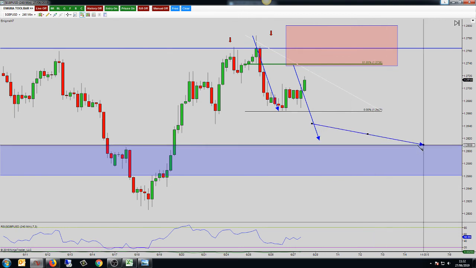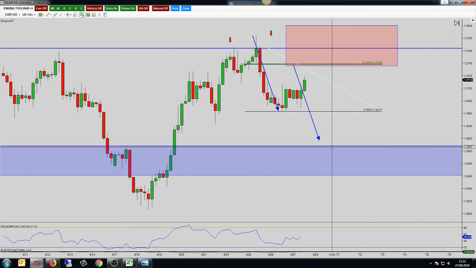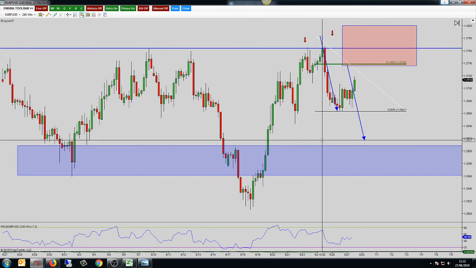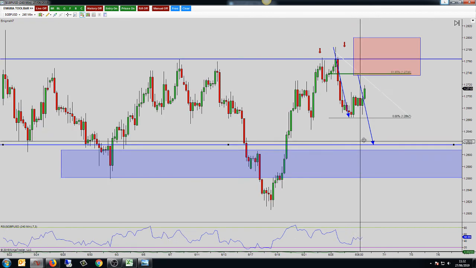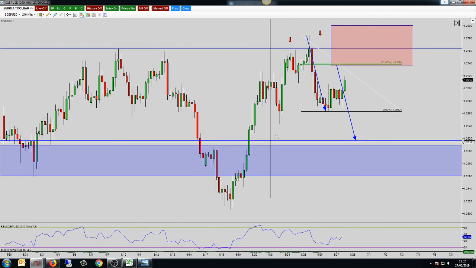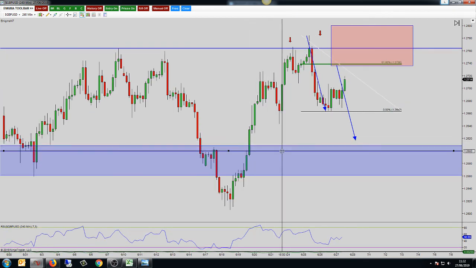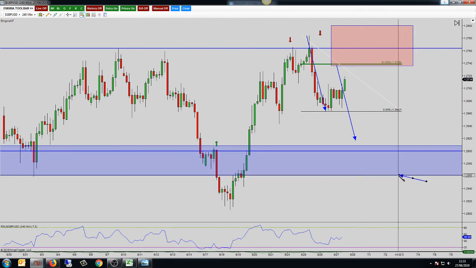Also pay attention to the fact that we do have a 12600 psychological number. And if we look left for structure, I'm actually just going to put in a structure level just at the completion of this AB equals CD pattern. It actually comes within this level as well. So it's within that zone. From looking at structure, we could actually push it a little lower to maybe this structure level here. Certainly the 12600 acts as magnets.